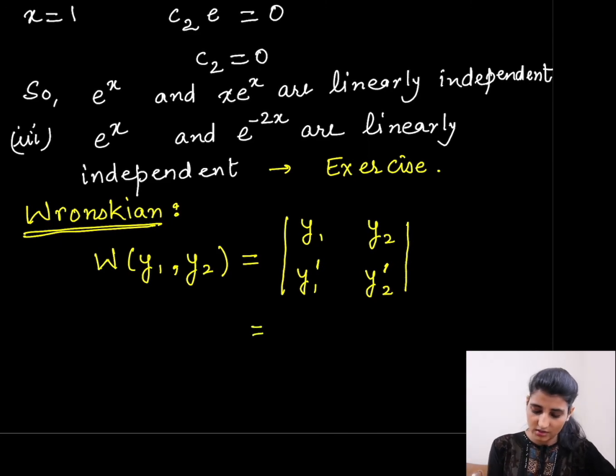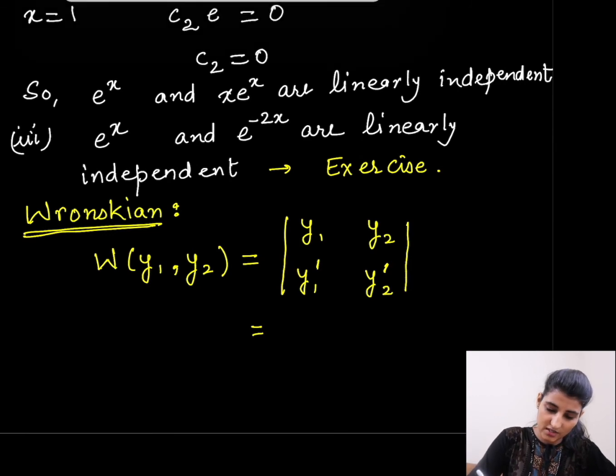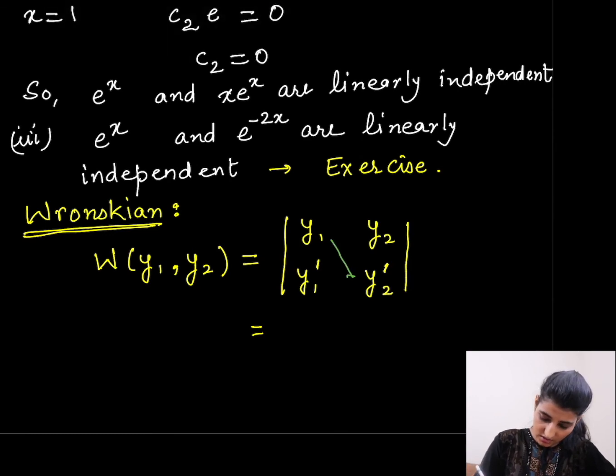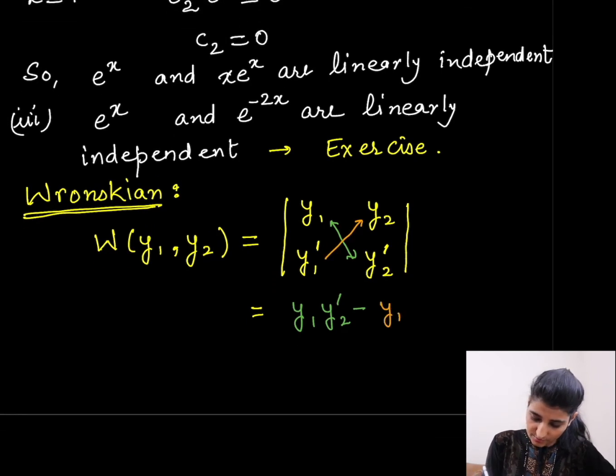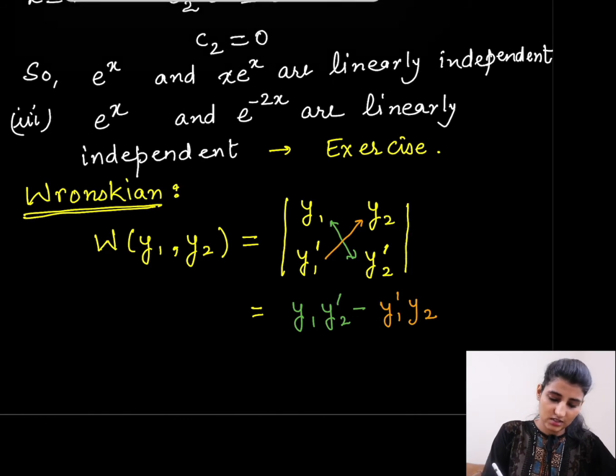And the determinant we calculate by we multiply the diagonals. So y1 times y2 prime minus we multiply the off diagonals, y1 prime times y2. This is our determinant. Okay, let's see one example.